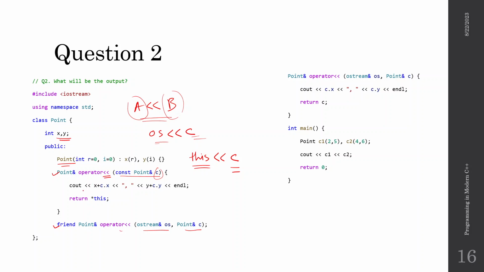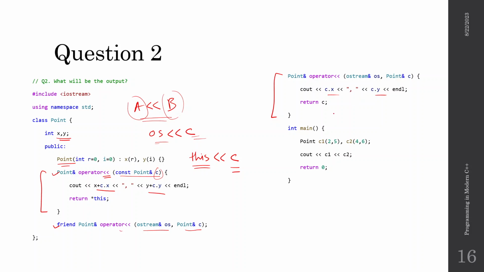And you can see the behavior here. So in the implementation, what we are doing is we are printing x plus c dot x and y plus c dot y, okay. And for this one we have implemented it here. Here we are just printing the value, there is no summation.